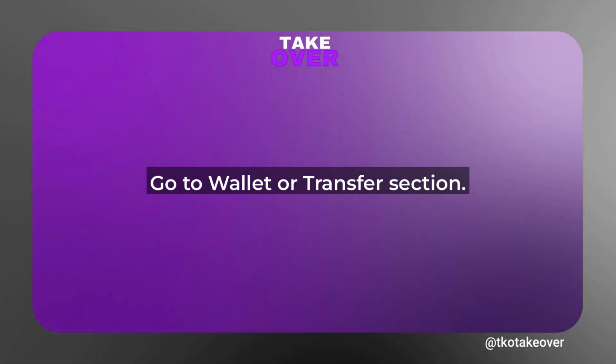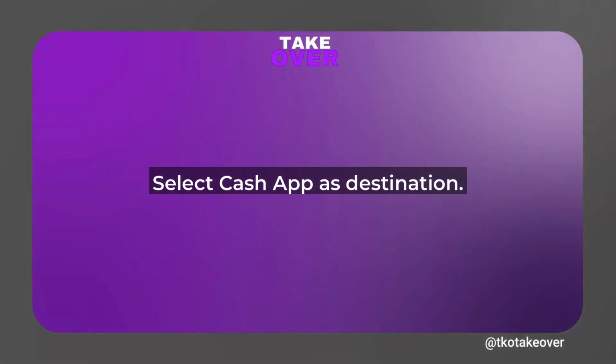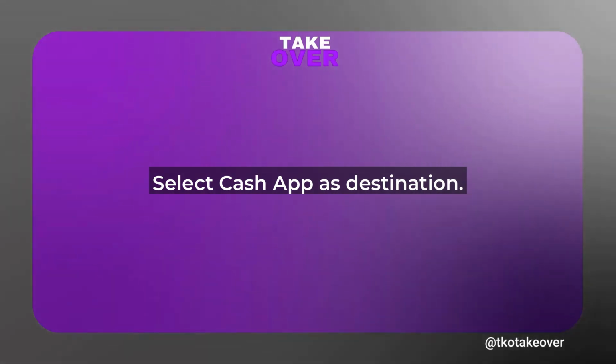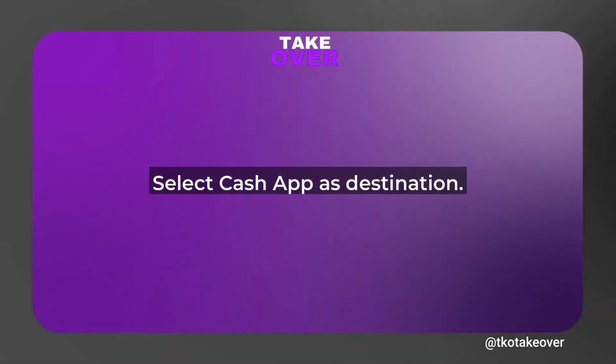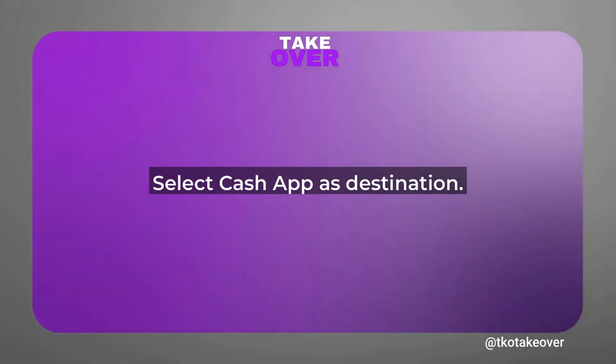First off, ensure you have both the Cleo app and Cash App installed on your device and that your accounts are set up. Start by opening the Cleo app and logging in with your credentials. Once you're in, navigate to the Wallet or Transfer section. It's usually front and center on the home screen.